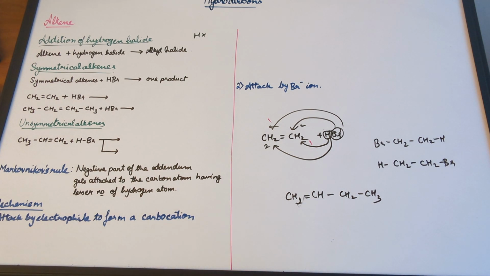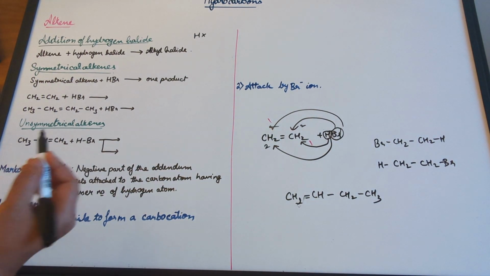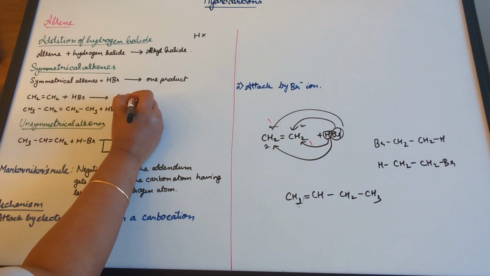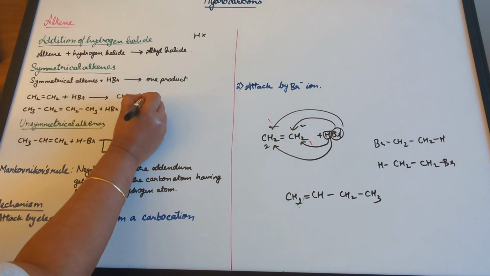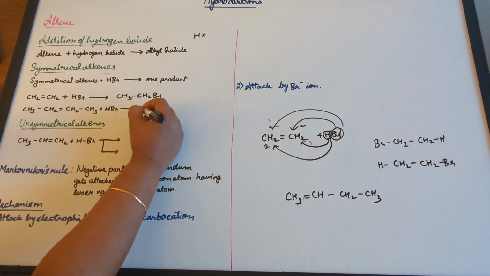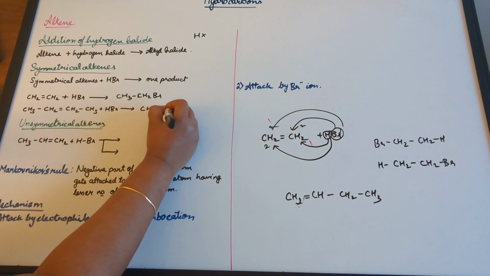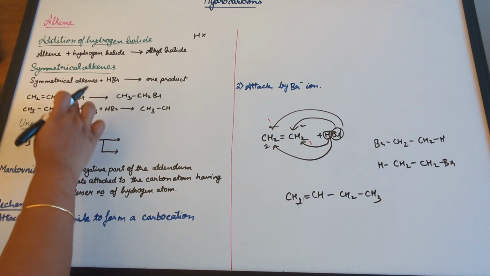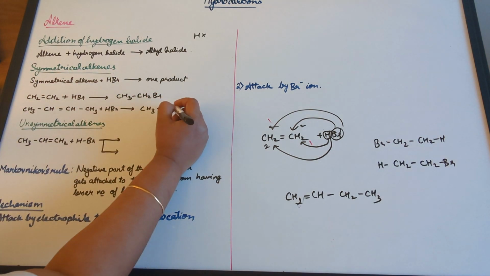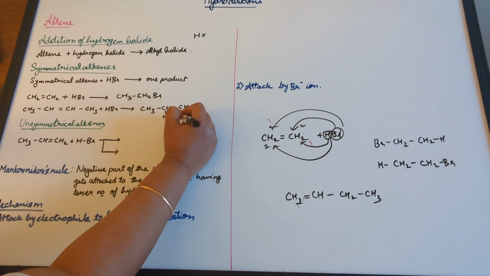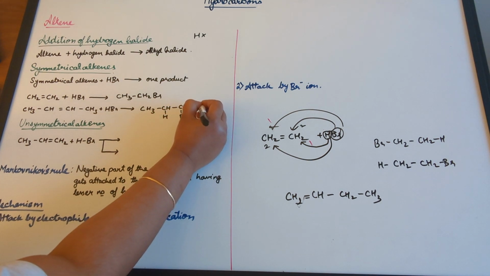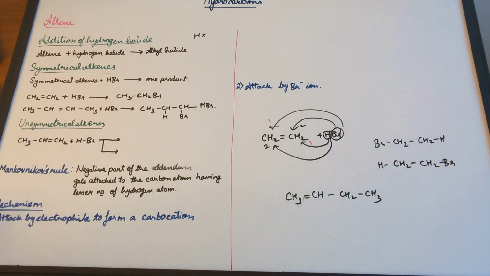With a symmetrical alkene, you do not have any issues. Either way, you get only one kind of product. Because of that, the product over here is CH3, CH2, and similarly in this case, it's going to be CH3, CH with an H atom, and a CH with a bromine atom, and HBr. So there are not a lot of issues when we talk about symmetrical alkenes.